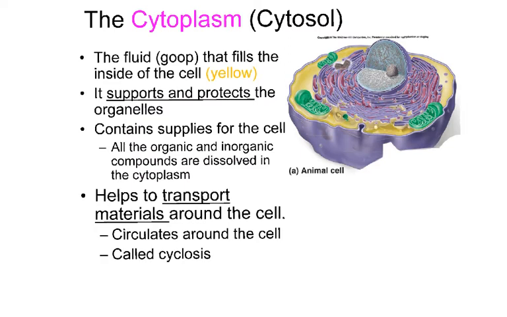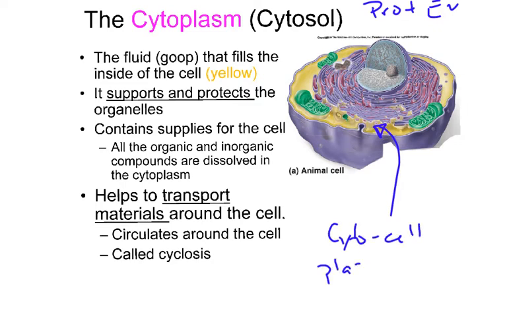This next structure is going to be for pro and eukaryotes, and that's the cytoplasm. The cytoplasm found in all cell types. This is the fluid, pictured here in yellow, that fills the cell. Now that word cyto, remember, means cell, and plasm means fluid. So the word means cell fluid. Now this is a really important but often overlooked cell structure. Its job is really to support and protect the organelles.